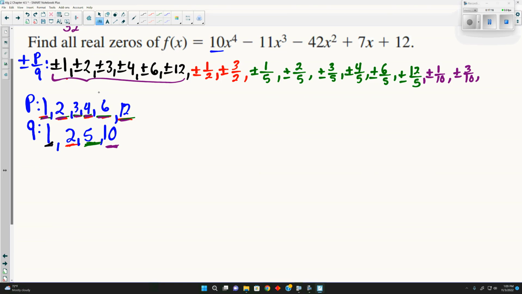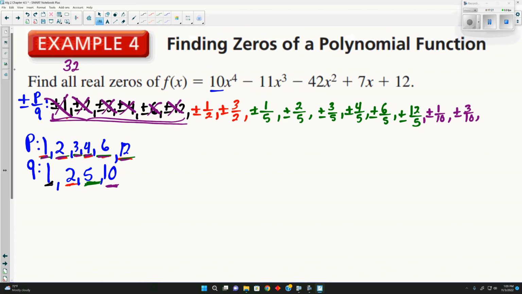So what can I say about all of these whole numbers here? Natural numbers. Nope, 1, 2. None of these are solutions, which that's 1, 2, 3, 4, 5, 6, 7, 8, 9, 10, 11, 12. It means I don't have 32 anymore. I now have 20. I didn't even have to check it. I just looked at the graph. Those are gone. So that leaves us with all of these fractions.